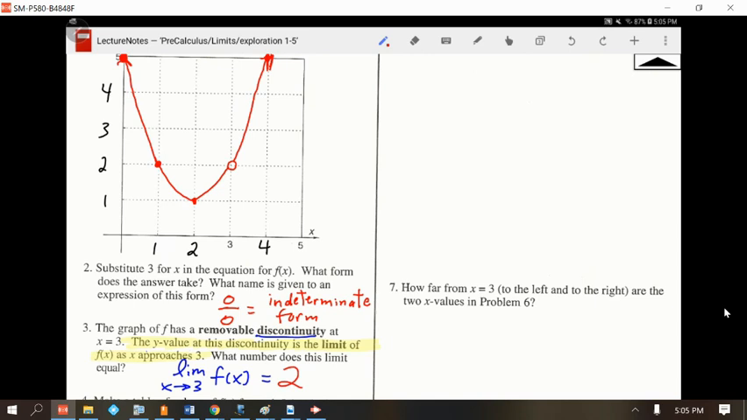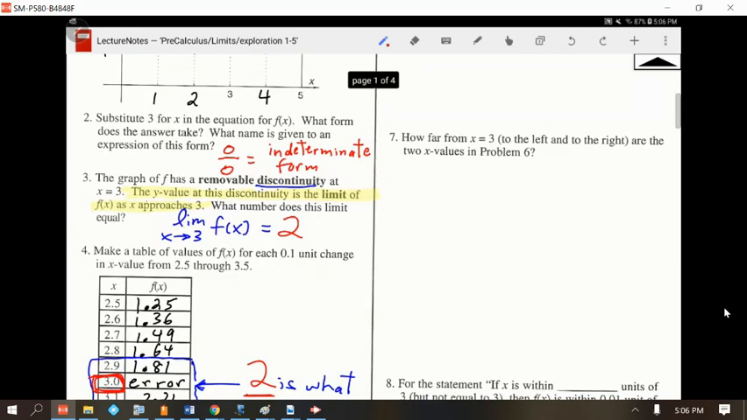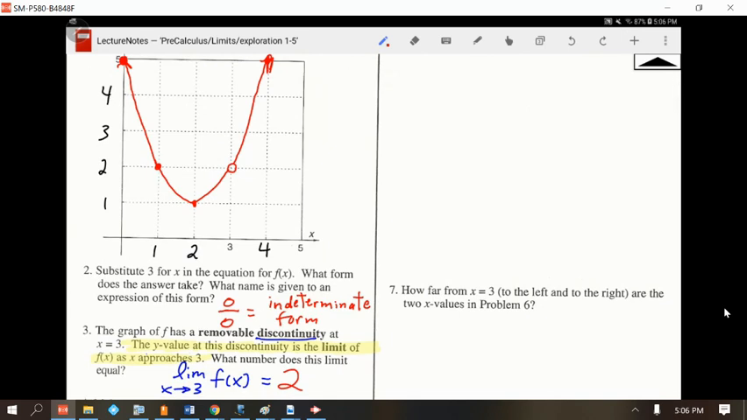In this case, the y value at this hole in the graph is the limit of the function as x approaches 3. As I get closer and closer to 3 on the x, y is getting closer and closer to 2. This is how we ask limit questions: we write lim for limit, x approaches some number, in this case 3, of f of x. The answer is 2. For the most part, the rest of the problems will ask about the limit as x approaches a number for some function.